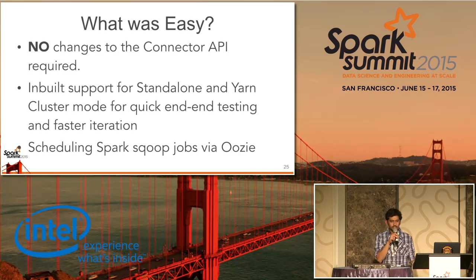So quickly, what was easy? I think what we validated was the pluggability of the executors. We did not make any single change in the connector APIs to make Sqoop run on Spark versus MR. And then general Spark love: testing Spark applications in Yarn and standalone mode is really good for iterating. And as Veena mentioned earlier, since we did the Uber jar approach, we were also able to schedule this via Oozie and have it periodically ingest data.